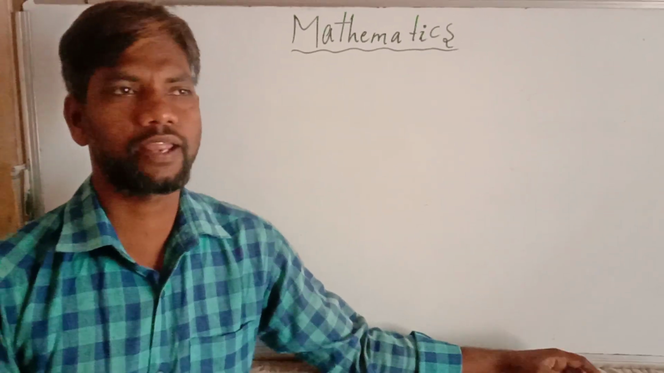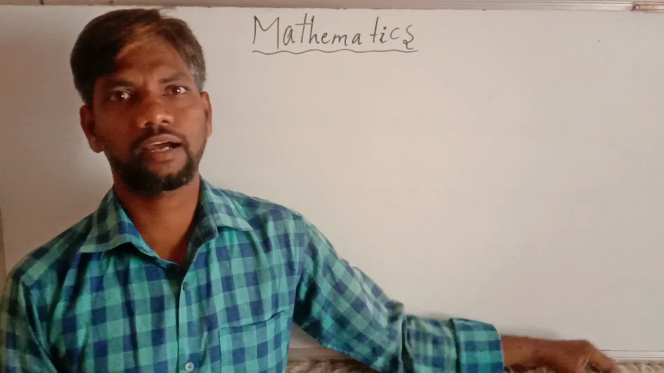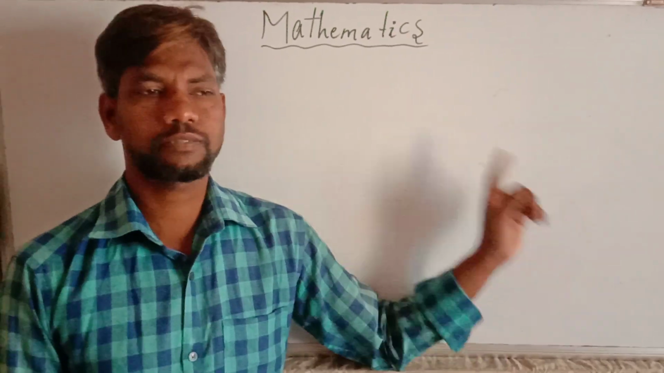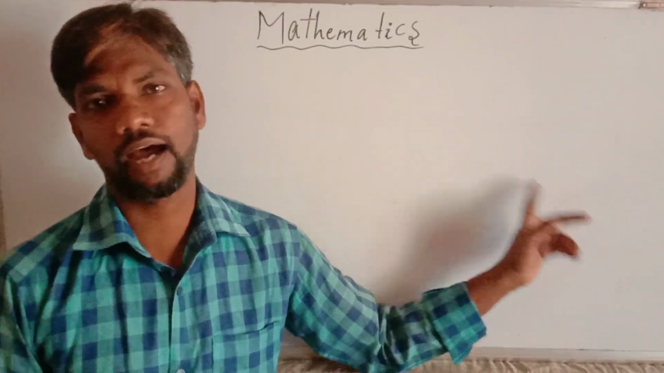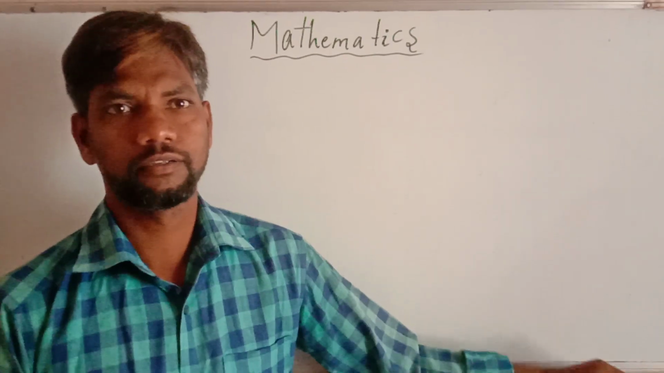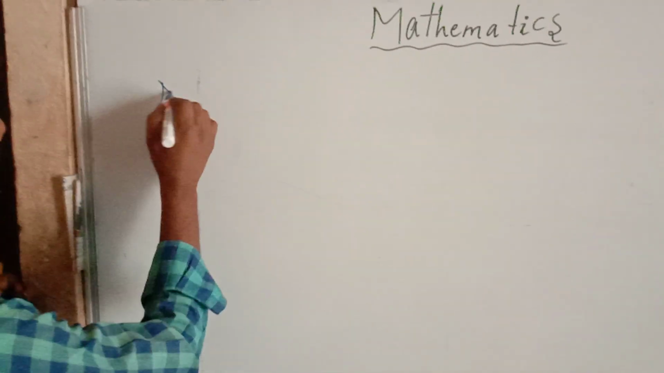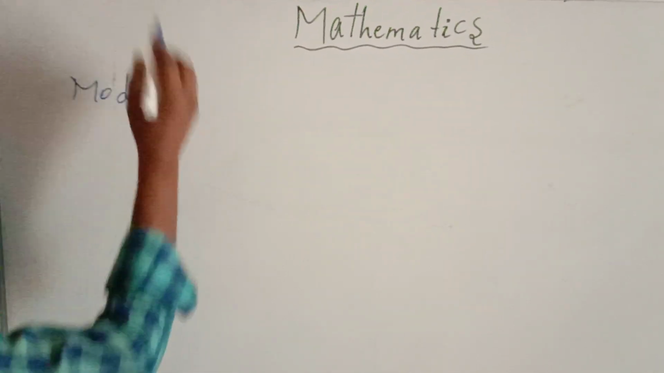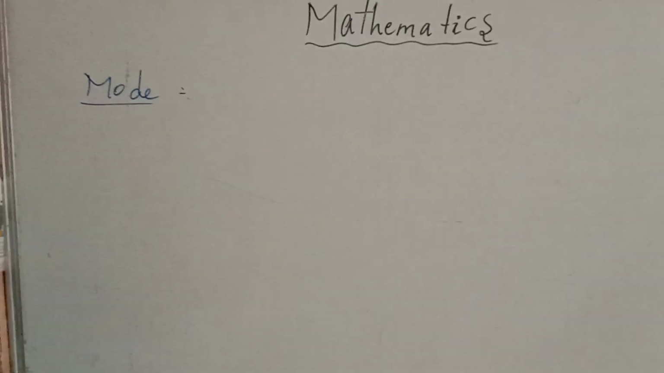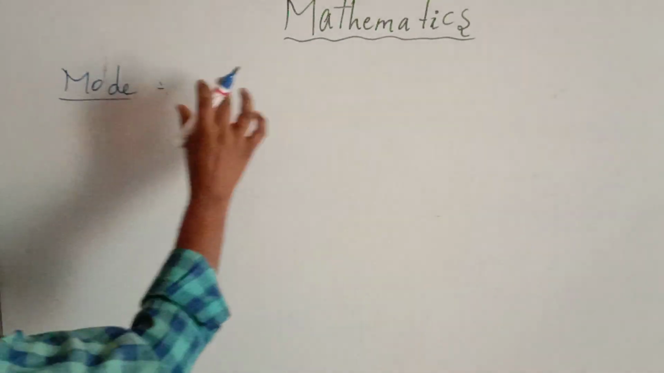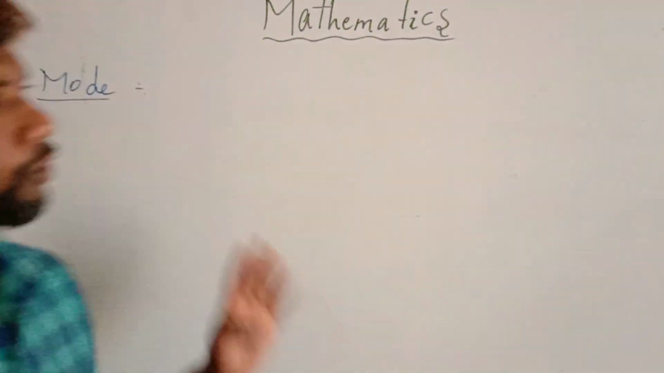Today I am going to explain the mode of the given data in two methods. One is by using ungrouped data and the other one is grouped data. We will see what is actually mode. If you look at the mode, the most repeating value of the observations is called mode.